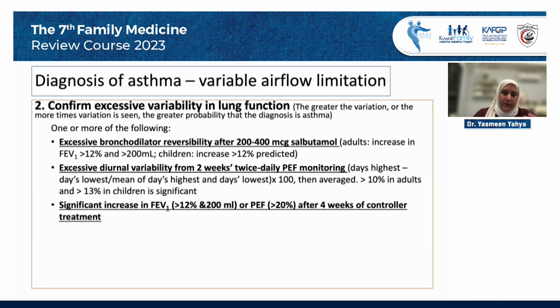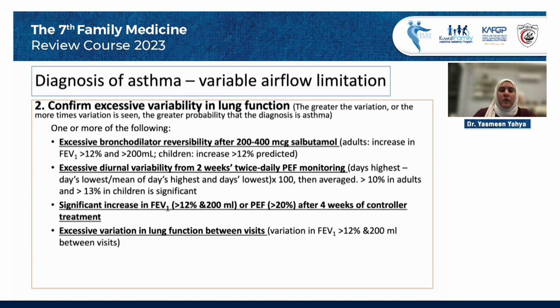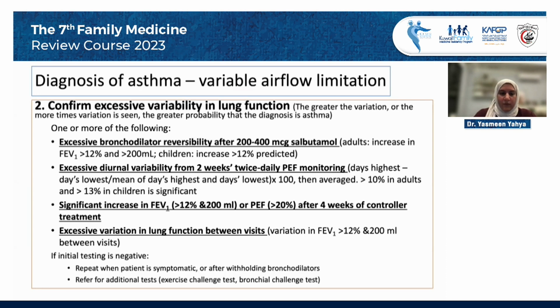Or if you administer a controller treatment and you see a rise in FEV1 above 12% and 200 ml, or the peak flowmetry becomes better by 20%, or there's an excessive variation in the lung function between visits, also 12% and 200 ml of variation of FEV1. That's why spirometry is more helpful in asthma than peak flowmetry.